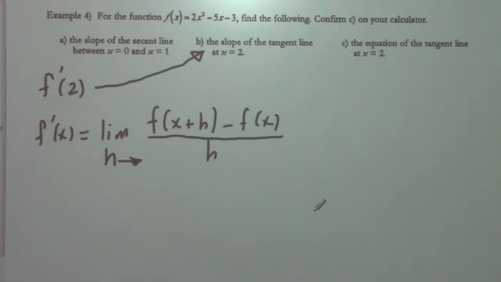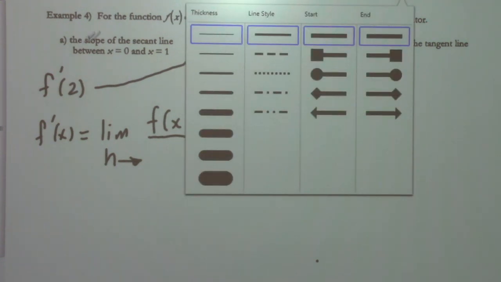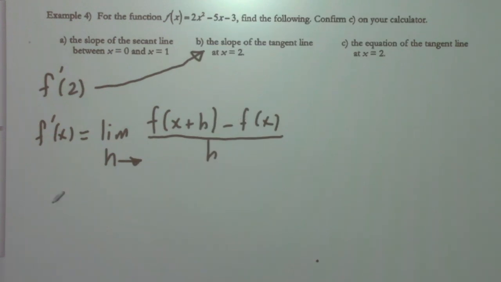Okay, so we have this problem right here, and we're gonna do parts B and C. And let's go ahead and look at this. What we have is this format here, so we're gonna put f prime of x, and that's gonna be equal to the limit as h approaches 0 of this function here. Well, we're gonna have 2, and wherever x is, we're gonna replace x with x plus h.